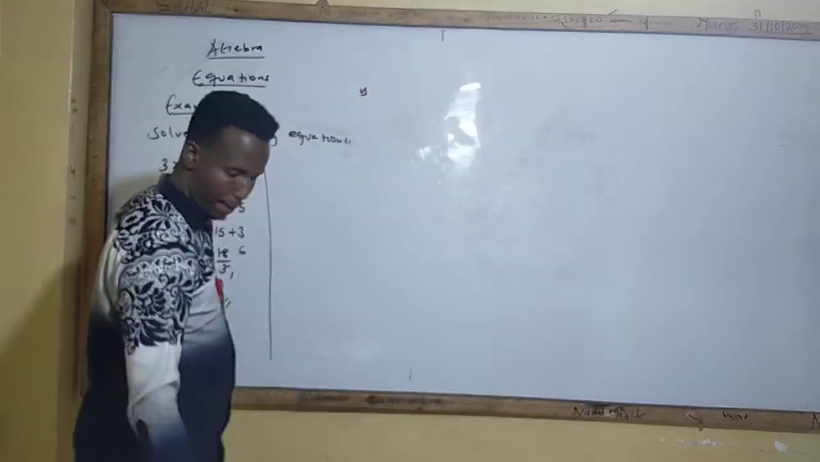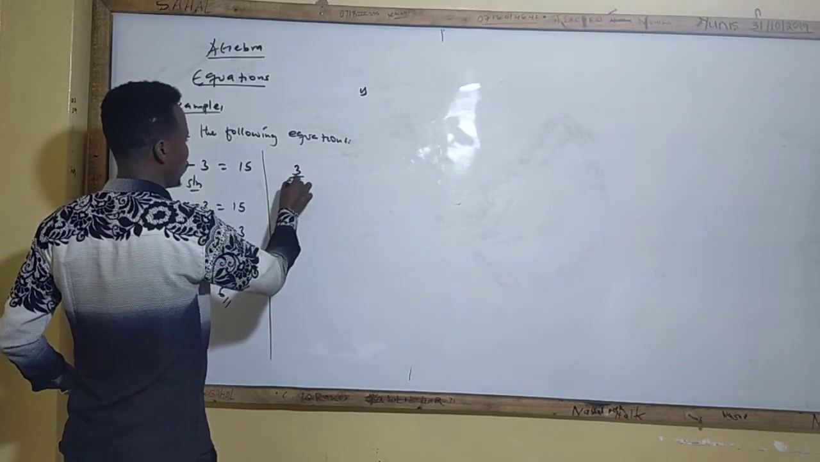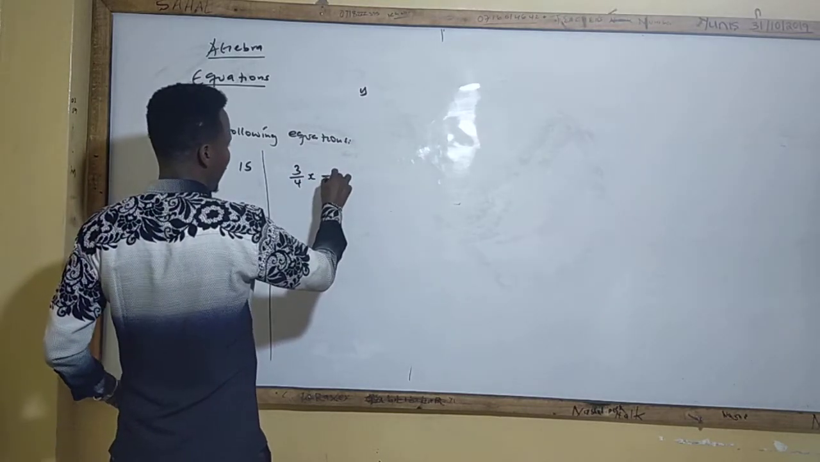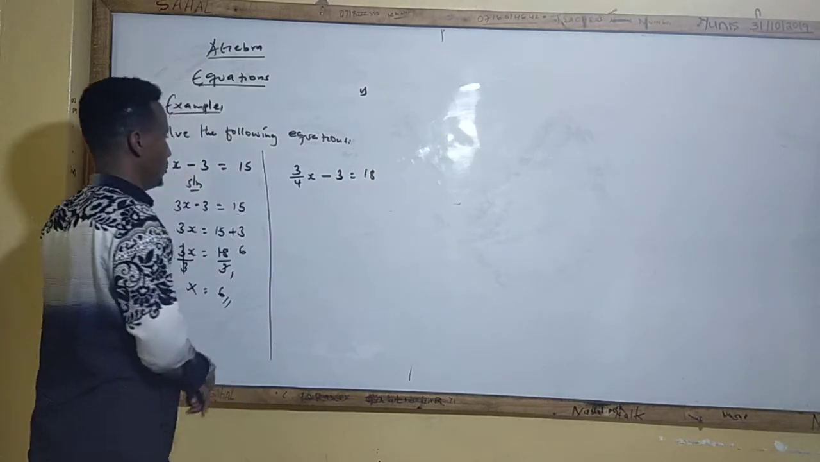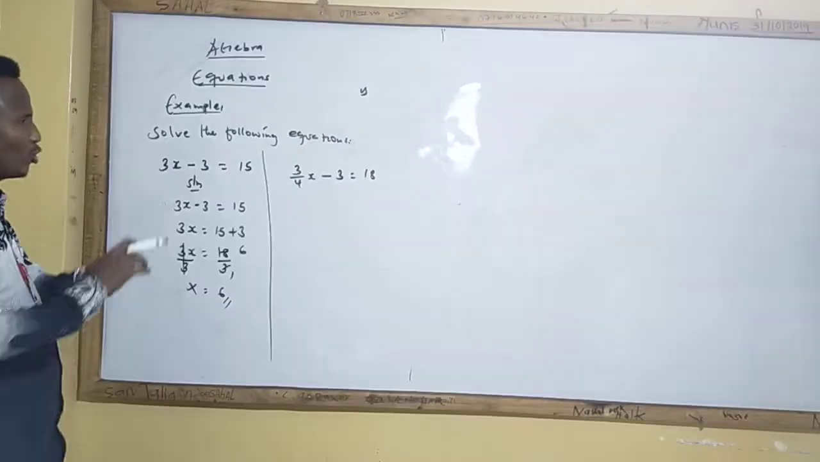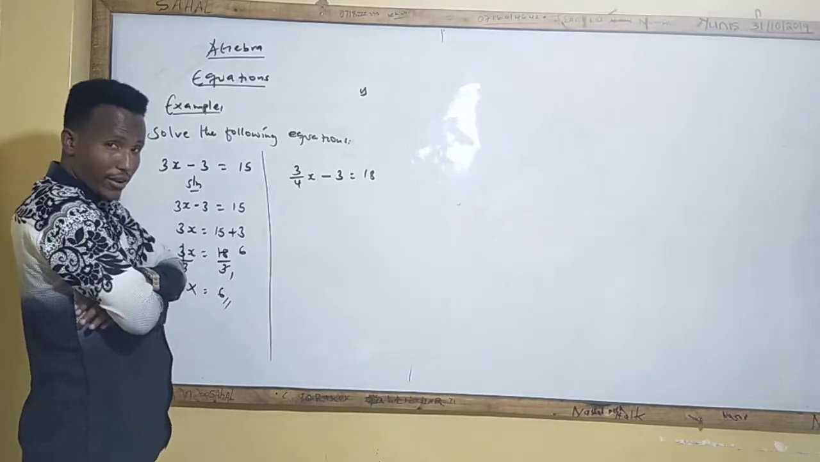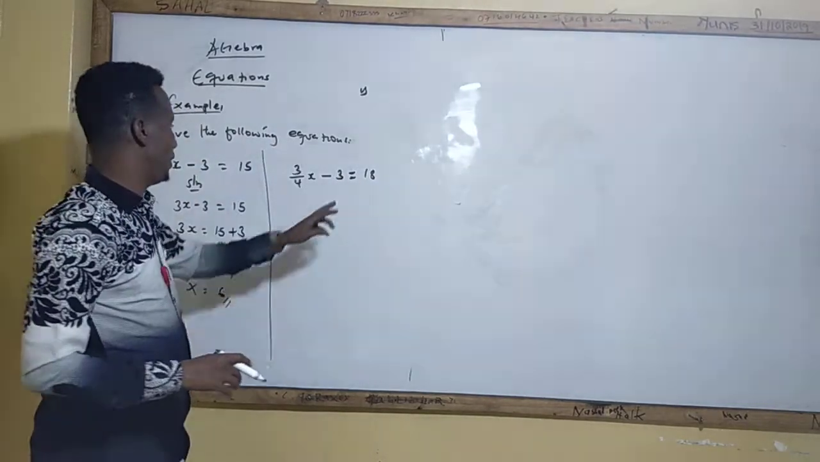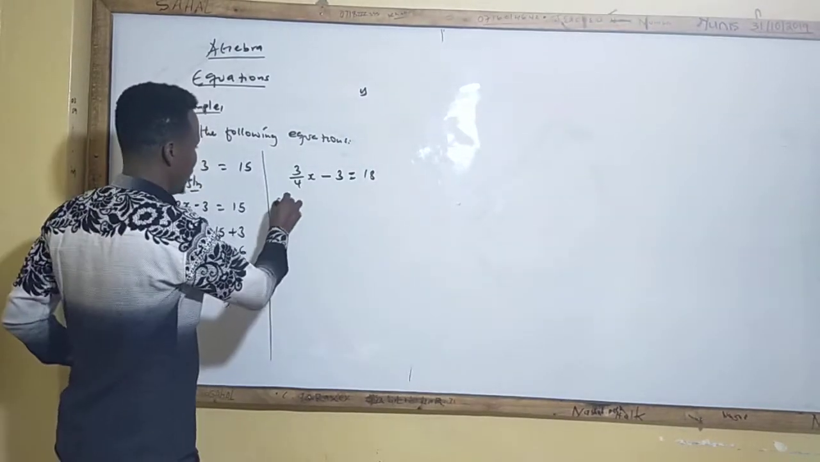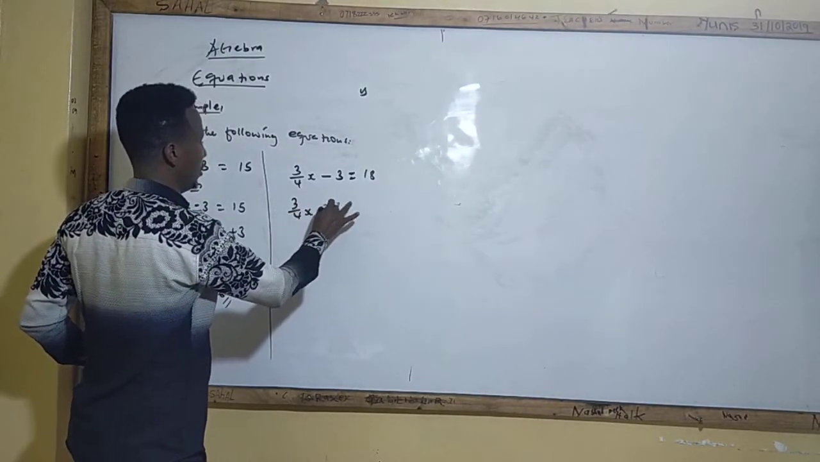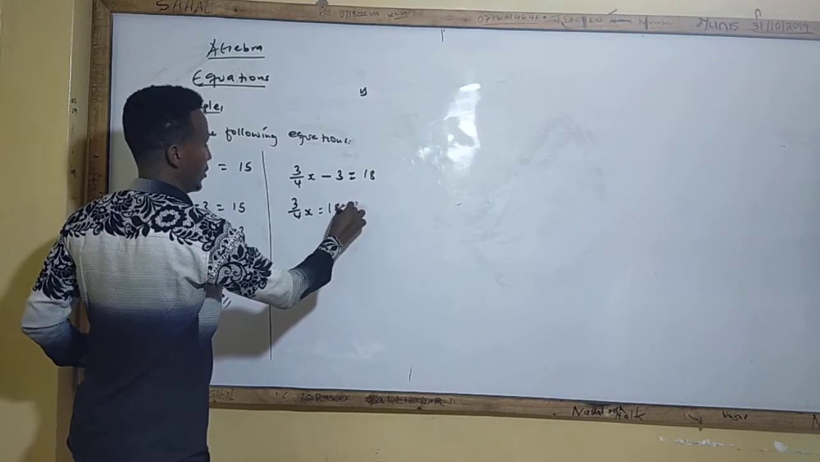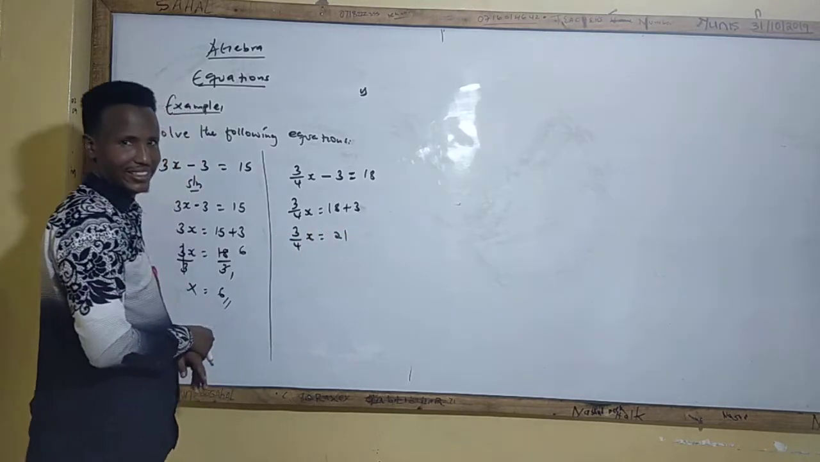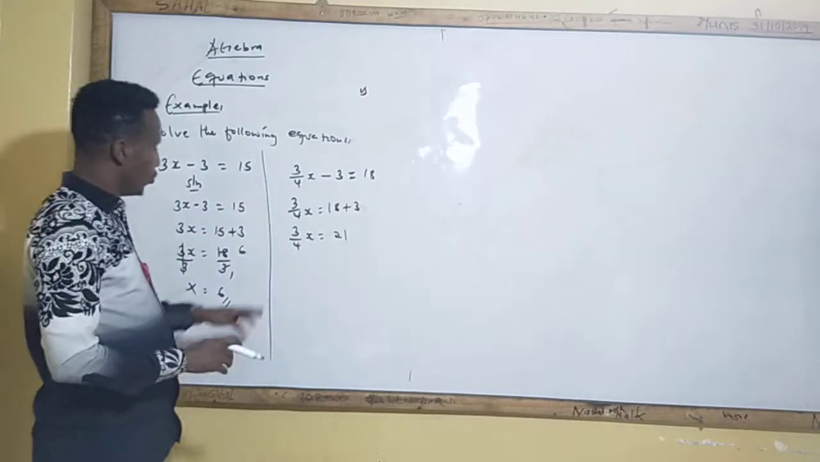Let me give you more examples. Then we may have 3 out of 4x minus 3 is equal to 18. You can be told in the examination to solve such kind of equation. 3 out of 4x minus 3 is equated to 18. So as I told you initially, we will take this 3 to the other side. So we'll have 3 out of 4x is equal to 18 plus 3. 18 plus 3 is 21. Therefore 3 out of 4x is equal to 21.